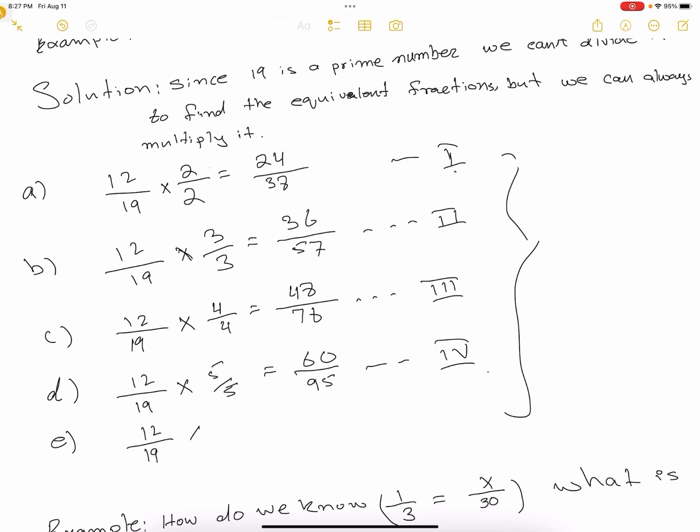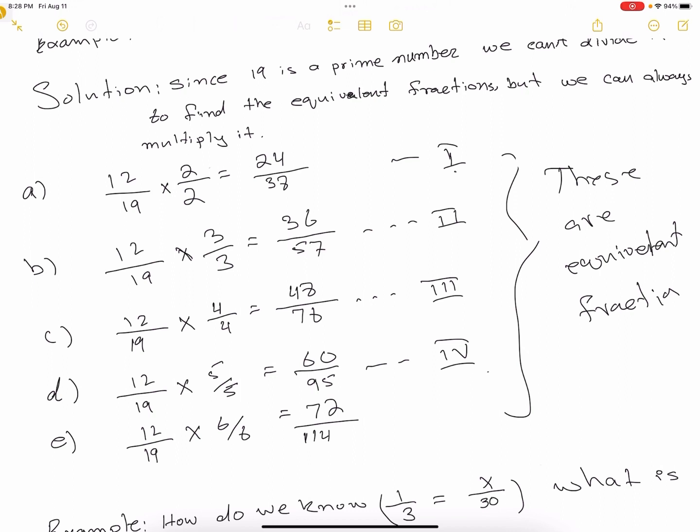Let's do the last one here. 6 over 6 times 12 over 19. So 6 times 12 will be 72, and 6 times 19 will be 114. So these are all equivalent fractions. That means if you divide the numerator by the denominator, you should still get the same value as 12 over 19 all over the places.